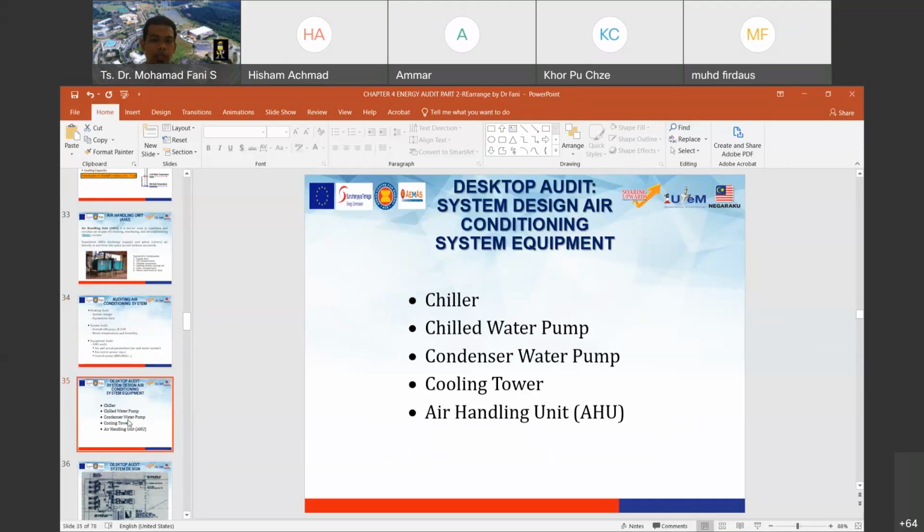So for a desktop audit of the system design, for the air conditioning system equipment, get the drawing for the chiller, chiller water pump, condenser water pump, what types of chiller, and the specification for the chiller, water pump and cooling tower. That information you can get from the drawing.